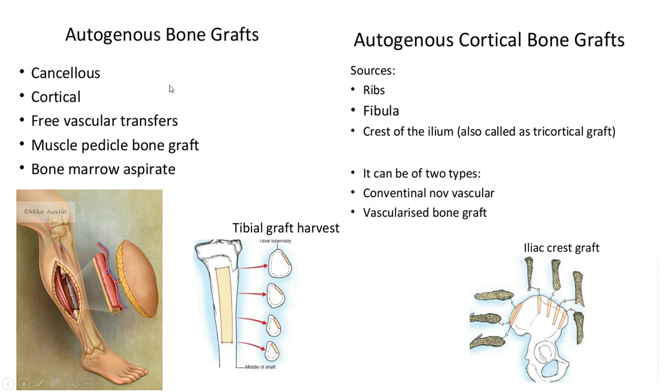Now another bone graft can be taken. From where can we take bone graft? One is from the ribs, which helps for spongy bone. We can take the fibula, which helps as a cortical support or strut graft, or the iliac crest. This iliac crest is a special variety called tricortical graft. What does it mean? If we cut the iliac bone, it has an inner cortex and an outer cortex. Now in between these cortices there is cancellous bone.